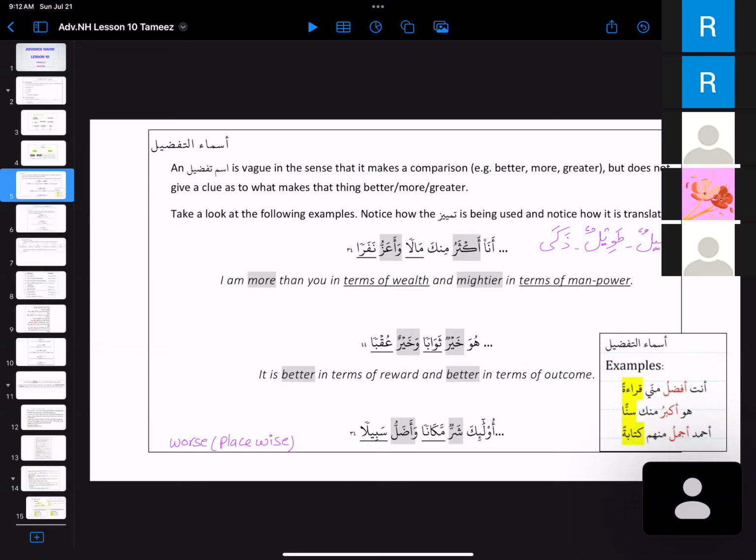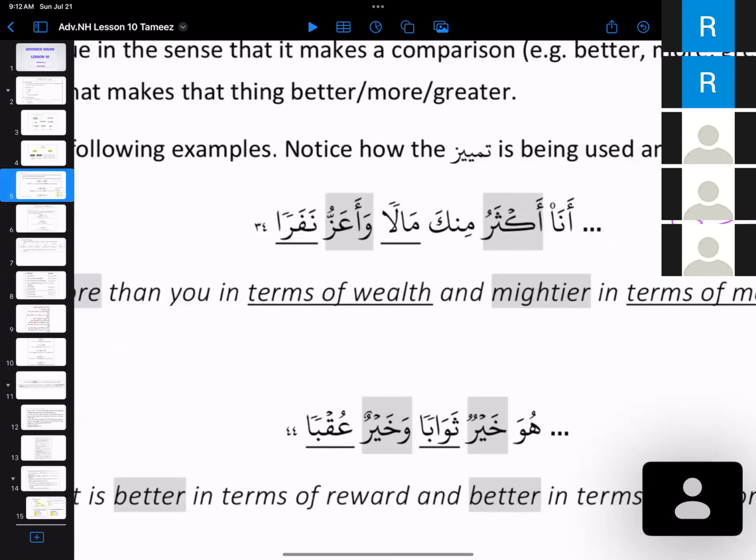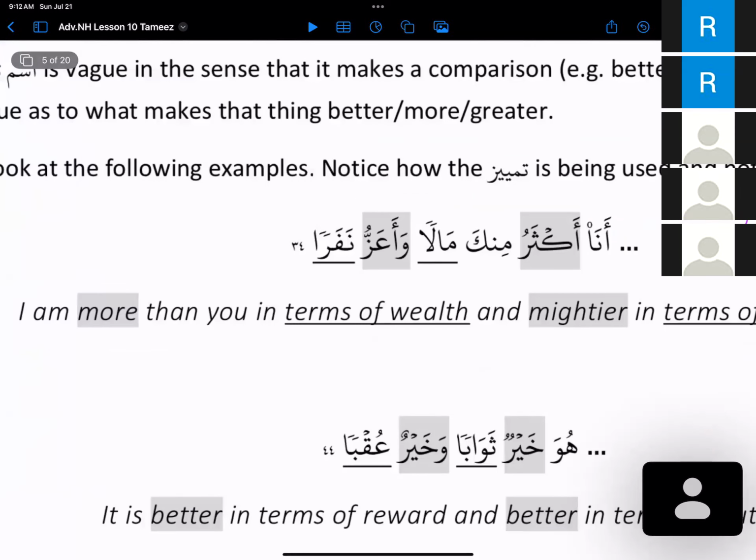Ana, I am. This is my mubtada. Aksaru, more. Minka, than you. So I'm more than you. Your next question is, in what sense are you saying it? So I need tamyiz after that. And that's why you see malan over here. So malan is the tamyiz over here.